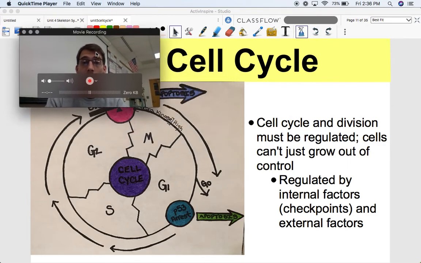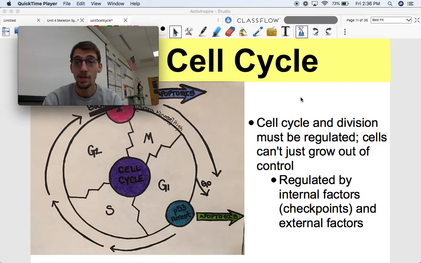Cell division is regulated by what we call checkpoints. Cells can't just grow out of control, or they shouldn't. Sometimes they do, and we're going to talk about that in just a second. But checkpoints are throughout the cell cycle. This is another depiction of the cell cycle over here. The cell has to pass through checkpoints, which are internal and external factors that make sure, hey, can we move to the next phase of the cell cycle? Can we actually divide safely? Are we in the proper condition to divide?